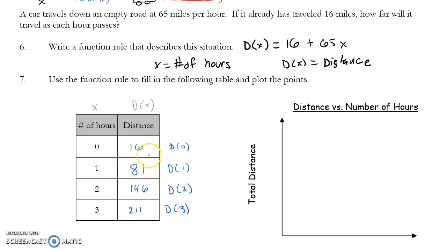I've got my table, that's my numeric representation, and now I can fill in my chart or my graph for my graphic representation. Number of hours, that's the input, it goes on the x-axis. I need to get from 0 to 1 to 2 to 3. Space those out equally. We're going to always have 0, 0 at the origin here. We're looking at quadrant 1 because we can't have negative hours and can't have a negative distance.